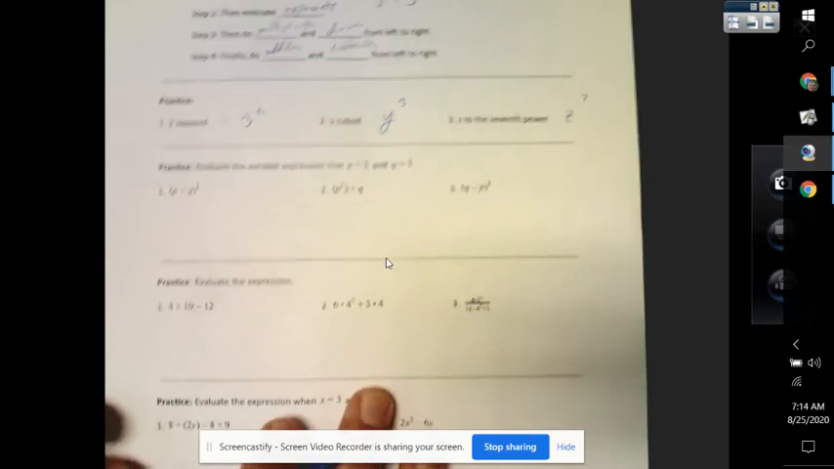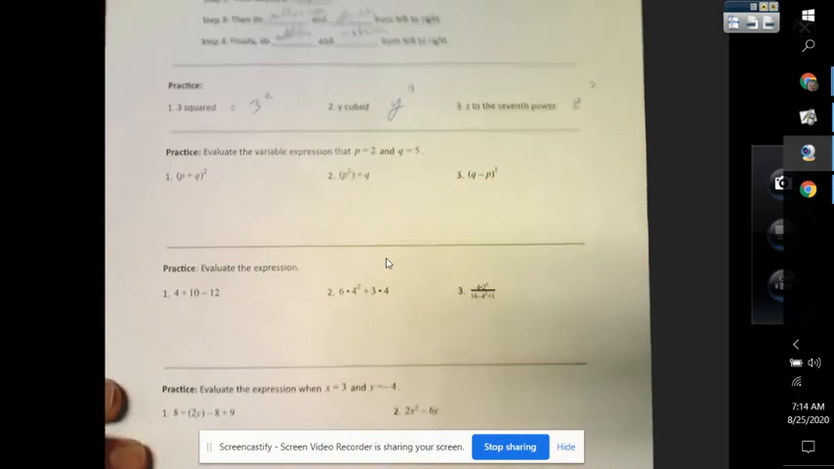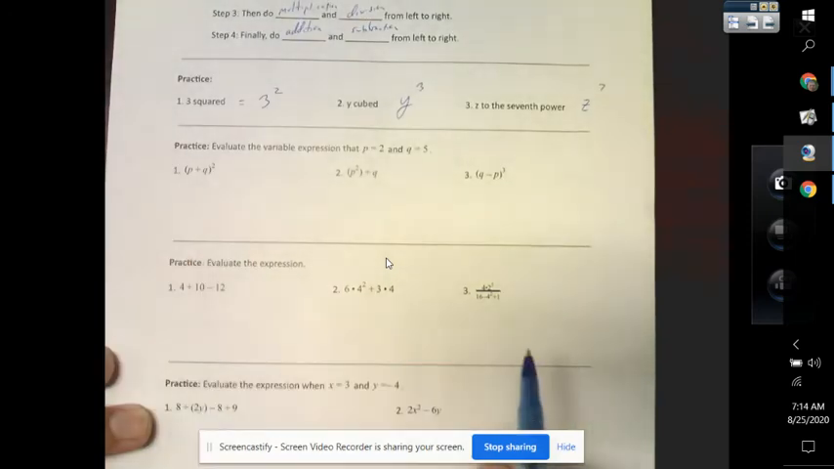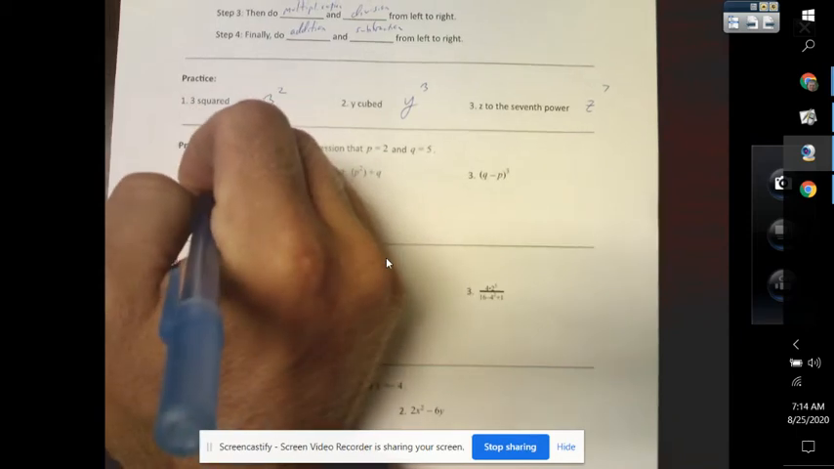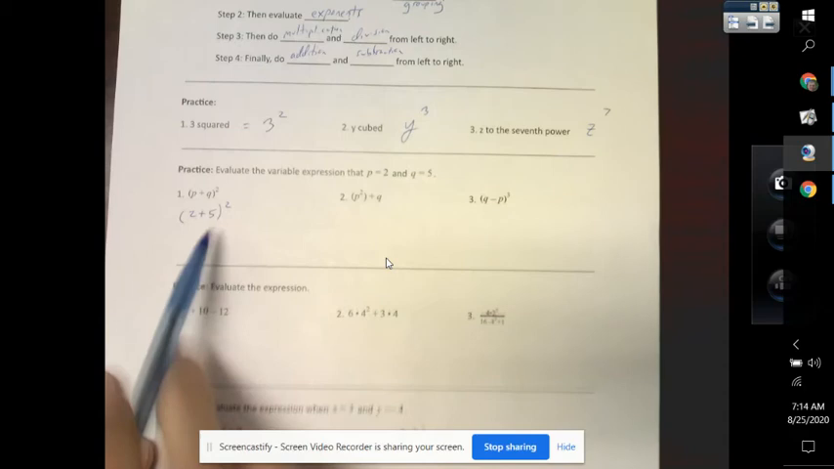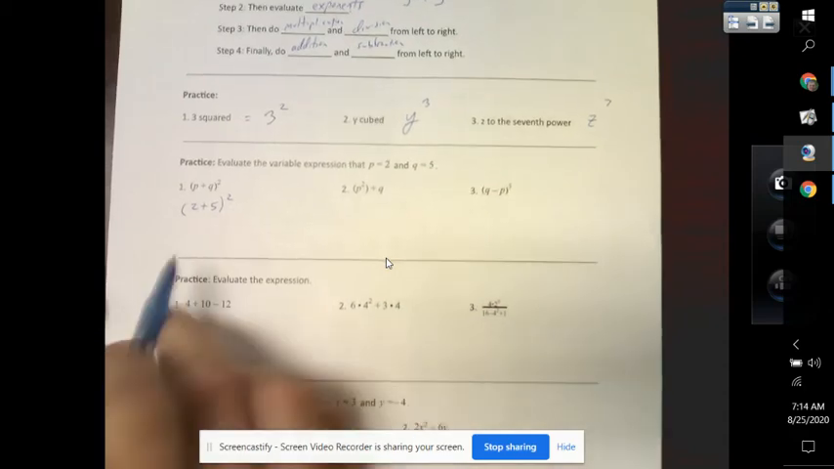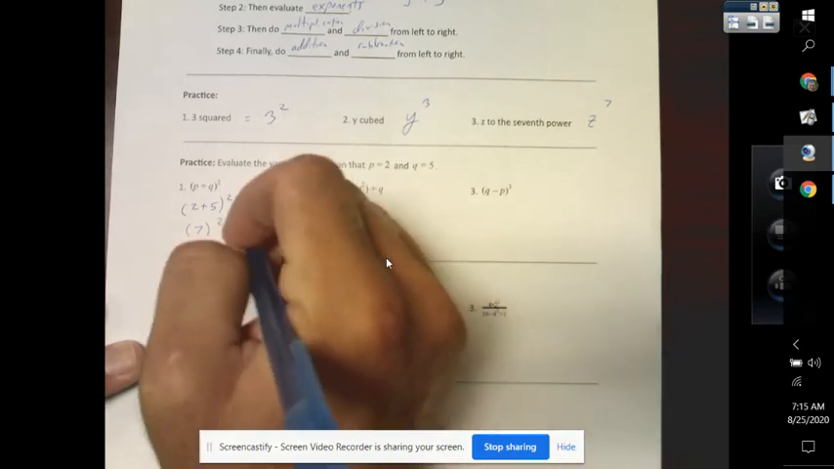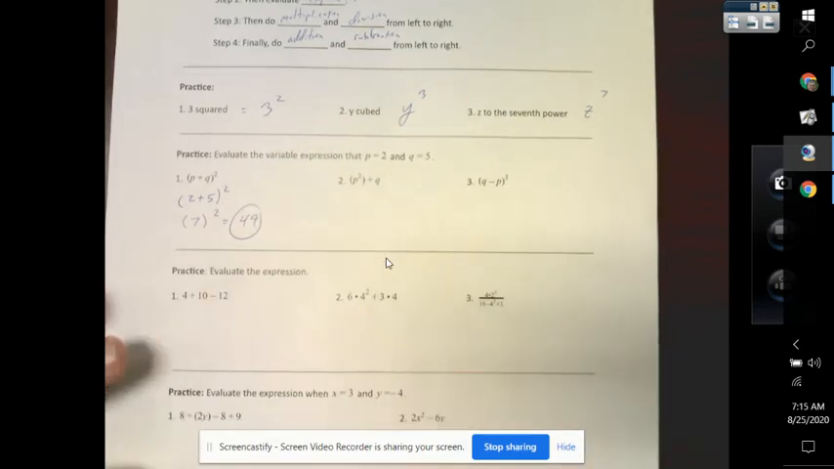Practice, evaluate the variable expression where p equals 2 and q equals 5. We are substituting these in, so (p plus q) squared. So when I plug these in, we're going to go (2 plus 5) squared. Please remember your order of operations. We want to do what's inside the parentheses or grouping symbols first. 2 plus 5 is 7. 7 squared, 49. Good deal.